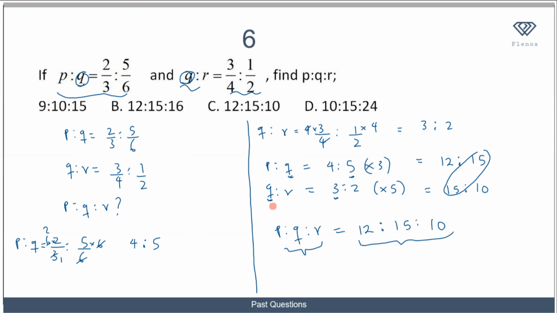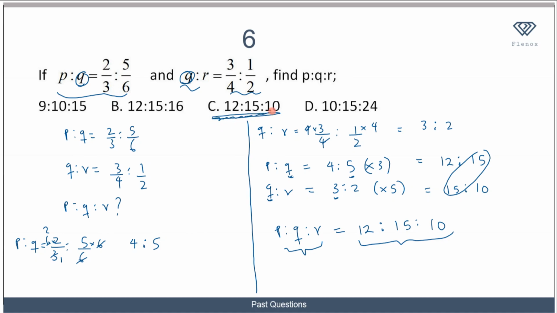And once we've done that, we can combine them together since they are not equal and write out the value for P, the value of Q, and the value of R, which gives us 12:15:10. And what option is that? That is option C. So as you can see, the answer to this question is C.